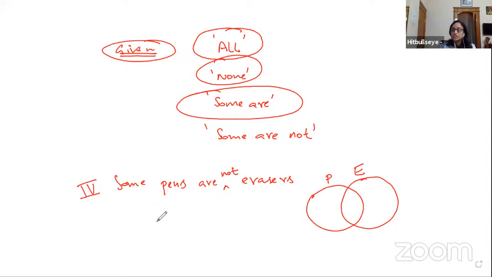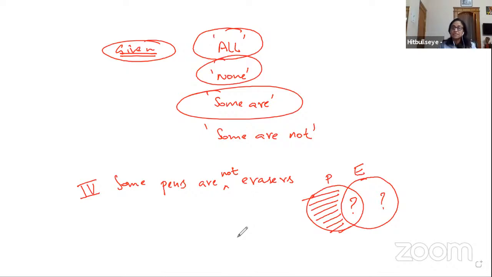What does it mean? You are checking pens randomly and you picked up some of the pens and they did not turn out to be erasers. So you know that yes, I have some pens which are not erasers. The rest of the pens were not checked by you. So you don't know, are there some pens which are going to be erasers? I don't know. This is a missing information.